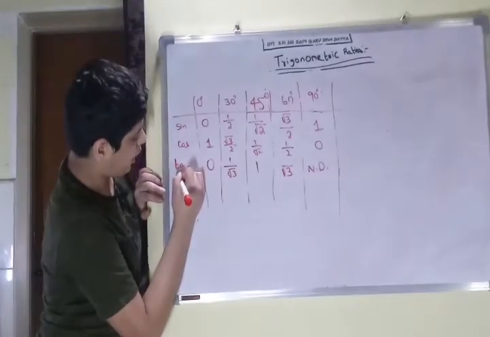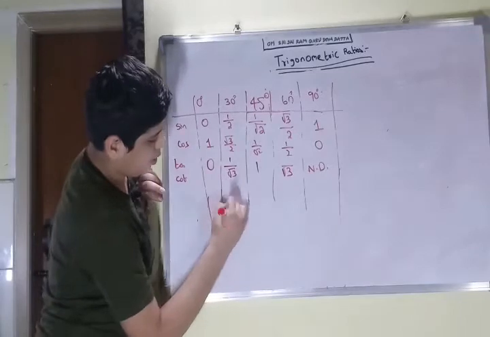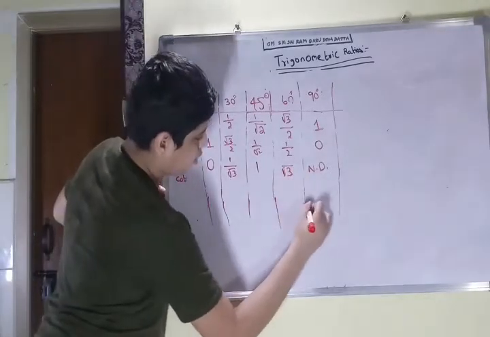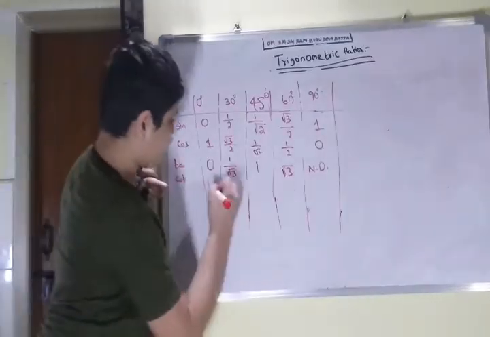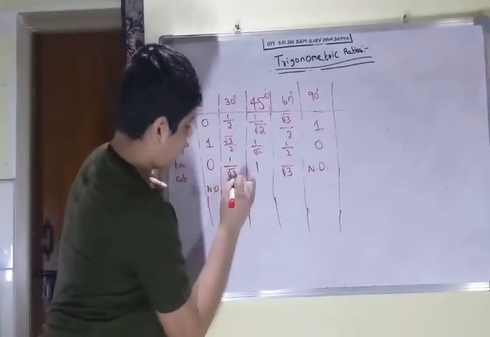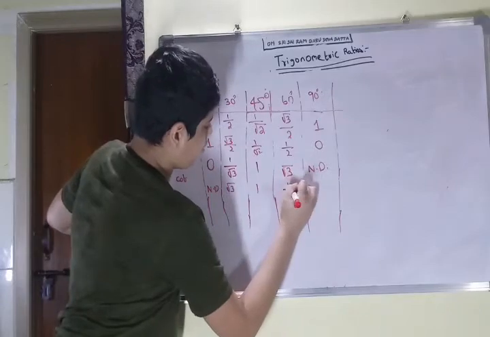Now you can write for cot theta from this one. You need to reciprocate this again. Similarly, how you did for sin theta and cos theta: not defined, root 3, 1, 1 by root 3, 0.